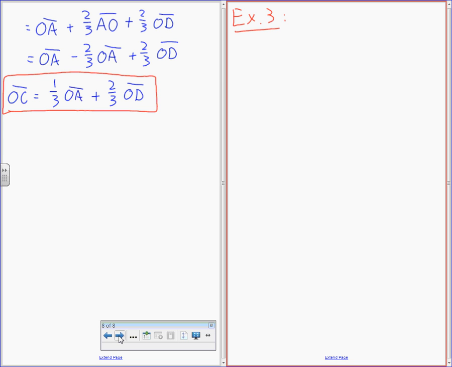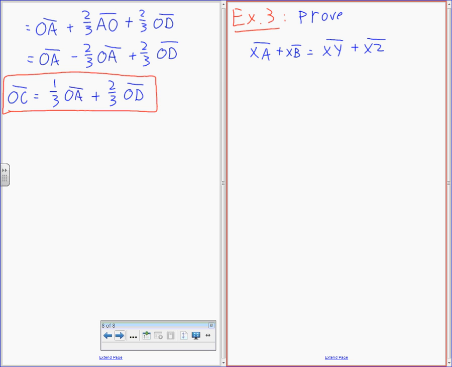It's going to say prove XA plus XB equals XY plus XZ.